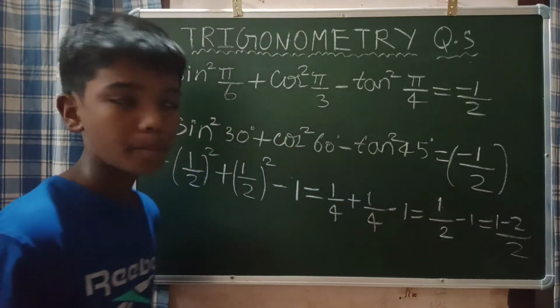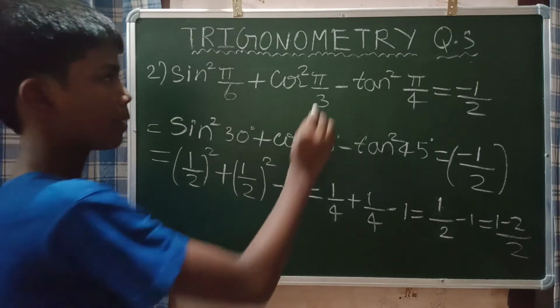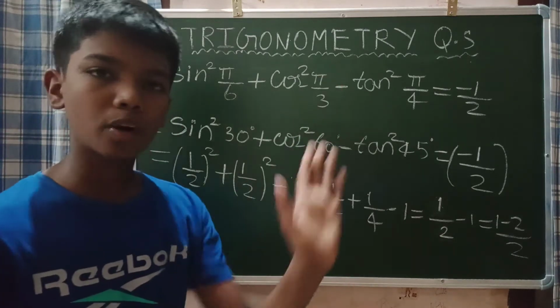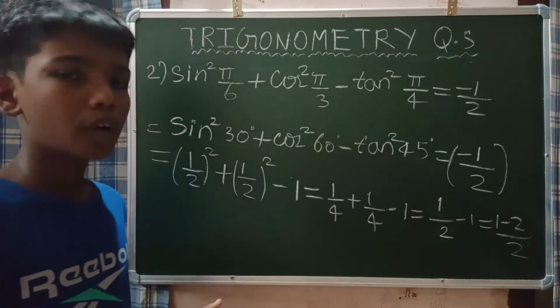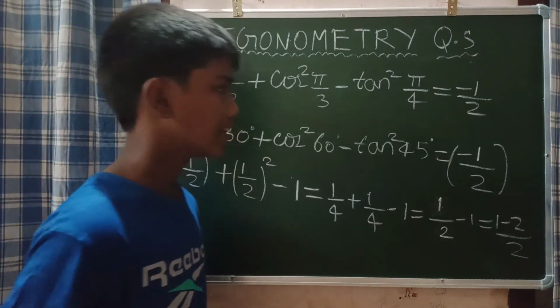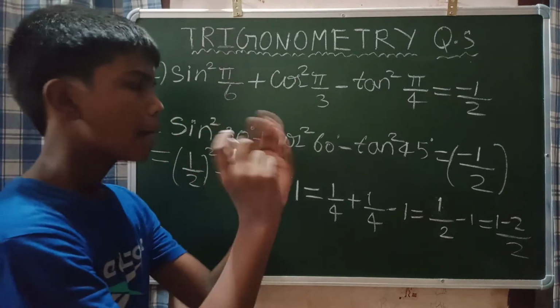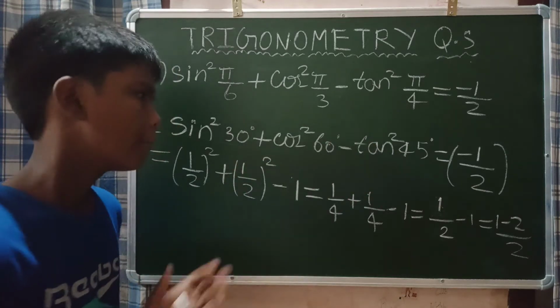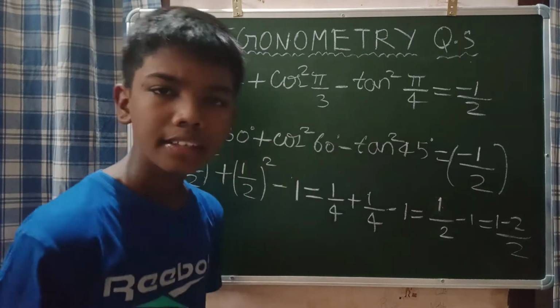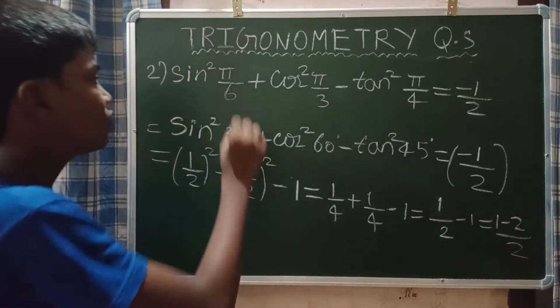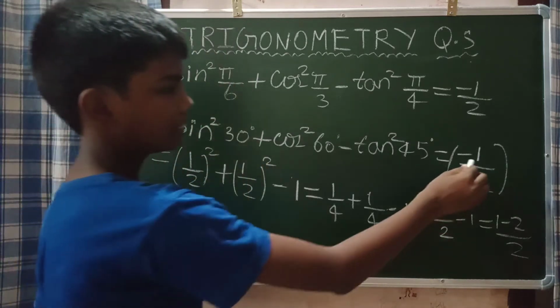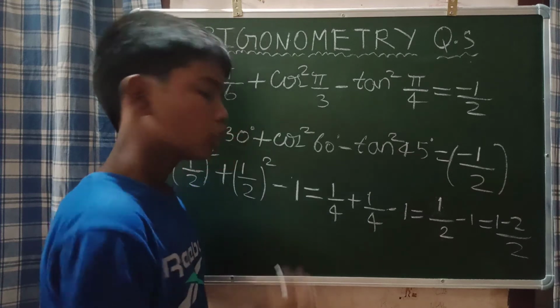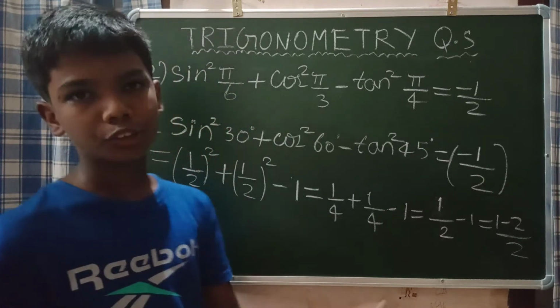The thing to remember is, always remember that 1 pi radian is 180 degree, and apply these type of formulas. But in this question we did not follow any formula. We just found the values and applied them, and the answer is minus 1 by 2. That's all about this question. We can move to the next question.